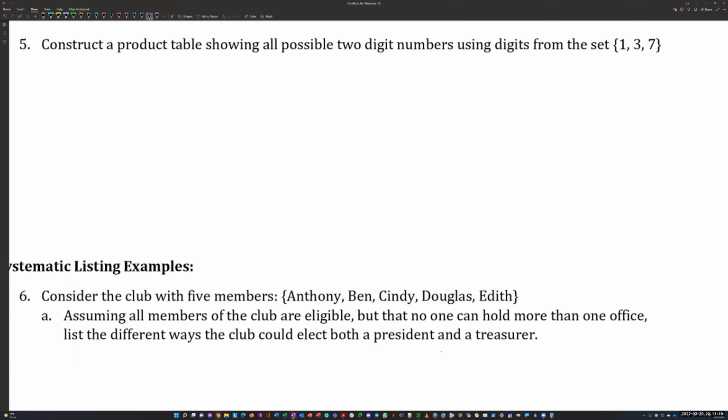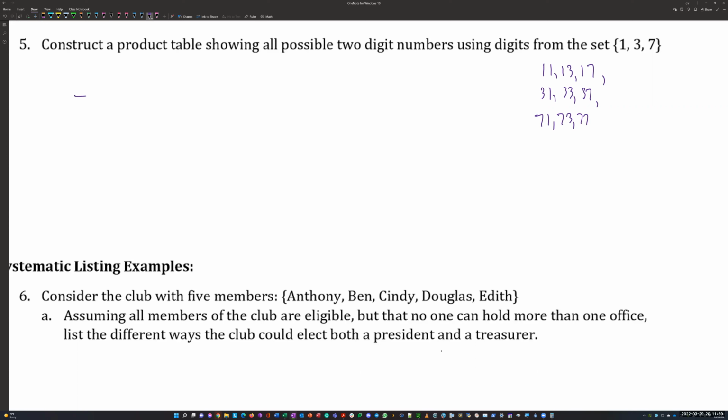But for all 2-digit numbers from this set, I could do a 1 with a 1, a 1 with a 3, a 1 with a 7. I could do a 3 with the 1, a 3 with the 3, a 3 with the 7. I could do a 7 with the 1, a 7 with the 3, a 7 with the 7. Does that make sense?